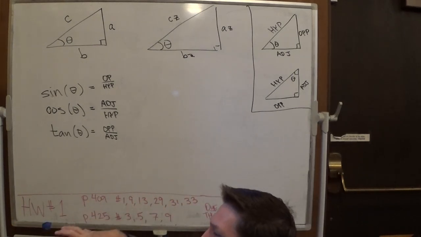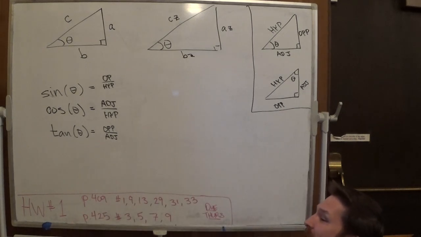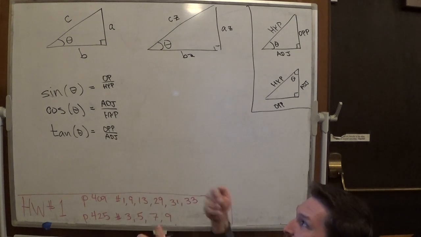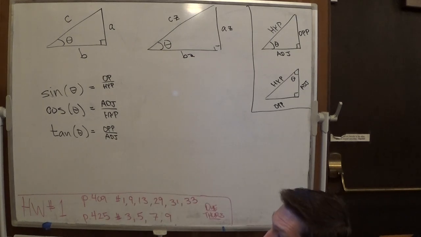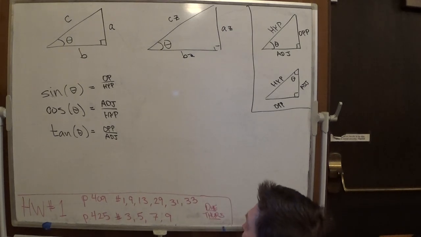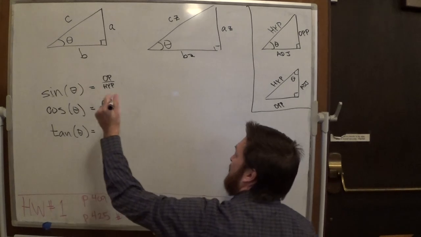I put in a pi over 6 and got out a 1/2, and so now it's not the inverse. In fact, we should not call it the inverse. It would be better to think of it as the reciprocal, as we're going to talk about in a second. We have the reciprocals of each of these.